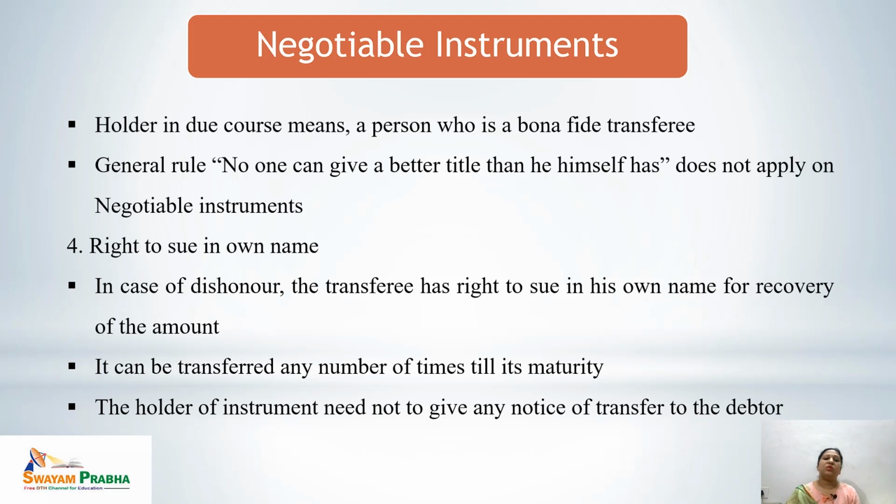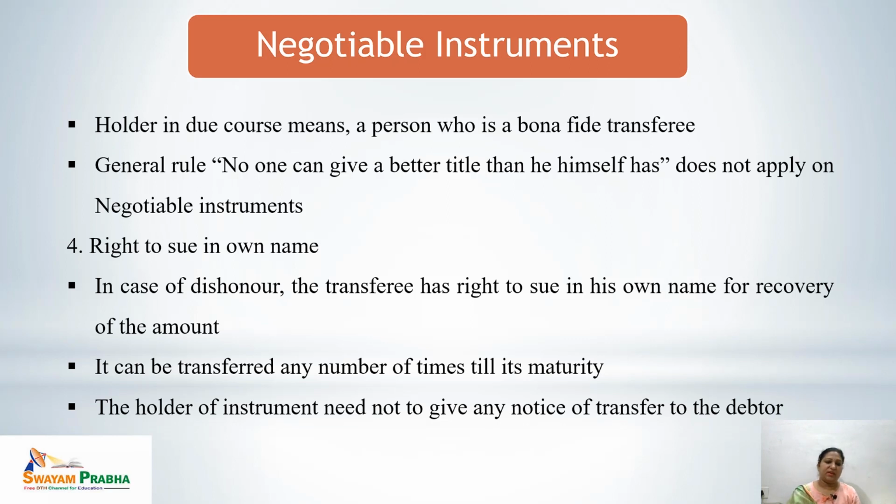There is a general rule that no one can give a better title than he himself has. It does not apply to negotiable instruments because in this case, the holder in due course would have a better title than the transferor himself has in case of the defective title of the transferor.